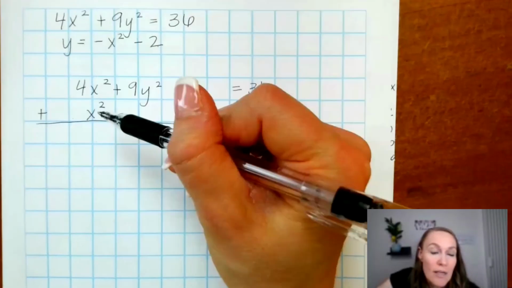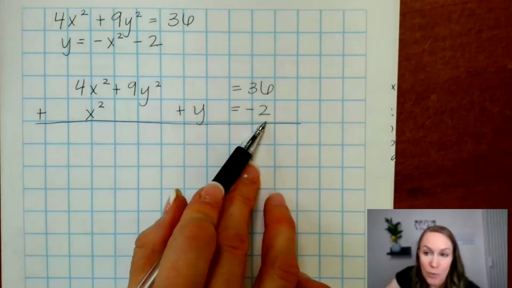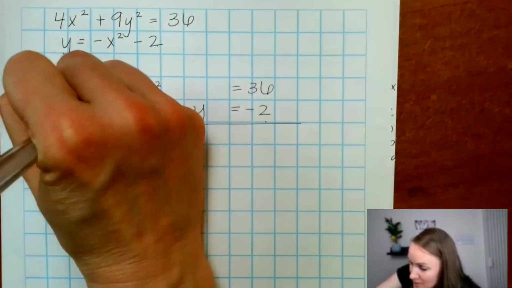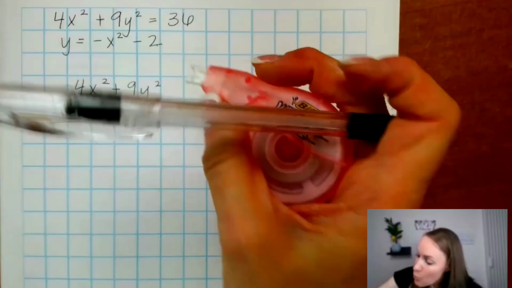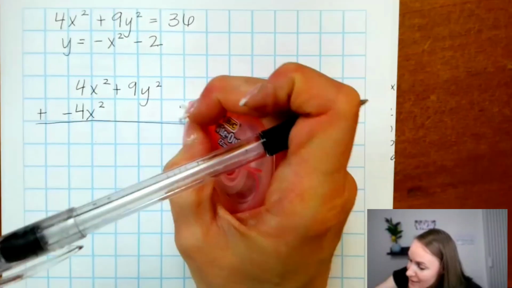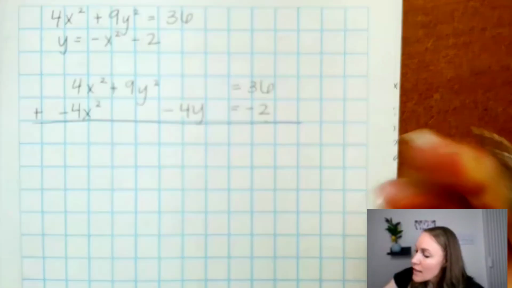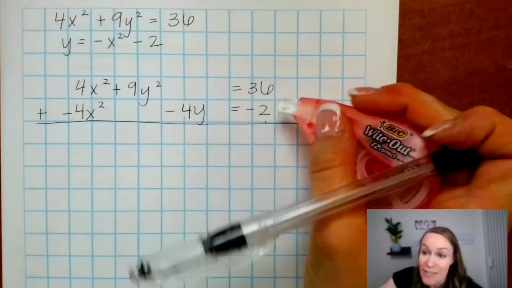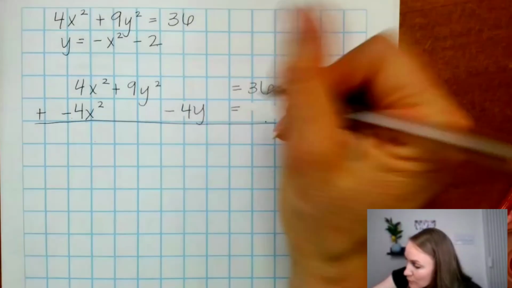So that is what we're going to do. So I'm going to multiply every single term in this equation by negative 4. So negative 4 times 1 is negative 4. And then negative 4 times 1y is negative 4y, negative 4. And then negative 4 times negative 2 is positive 8. So I can just write 8 right here.